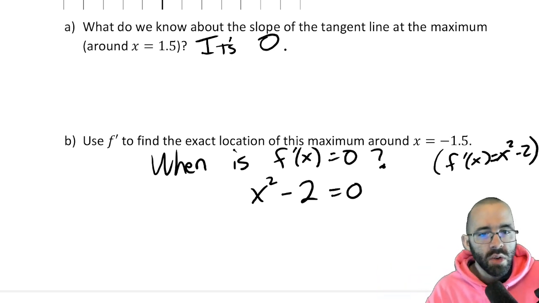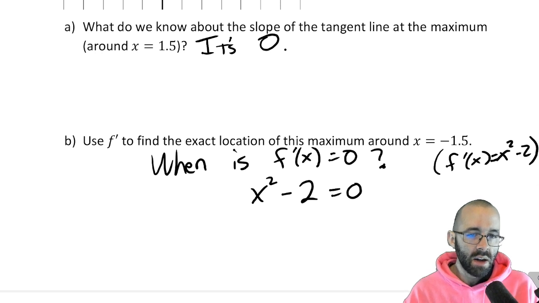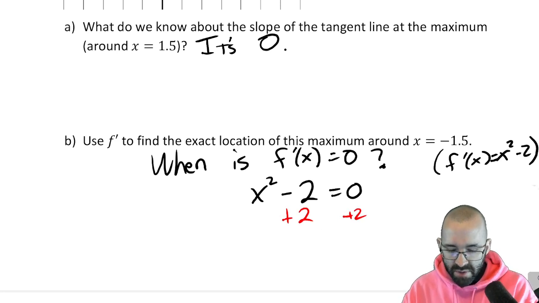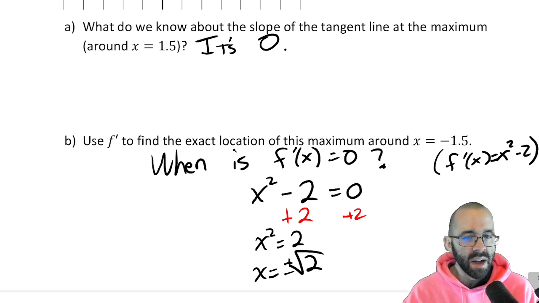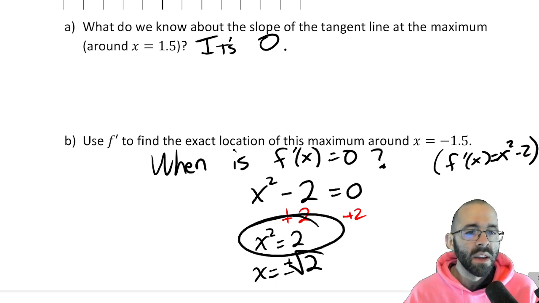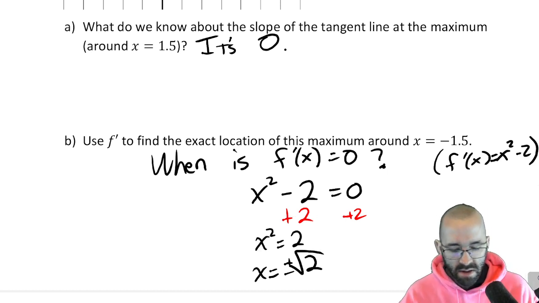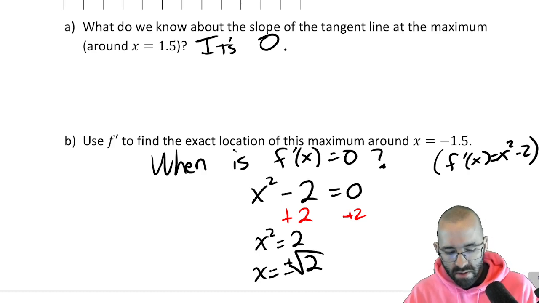Now we just solve this equation normally. We could use the quadratic formula, or we could use the square root principle, whatever you want to call it. Let's add 2 to both sides. We'll get when x squared equals +2. Take the square root of both sides. And remember, whenever you take the square root of both sides, you do need a plus or minus. There's two answers that work here, because when you square a negative number, it becomes positive. So we have two possible places where the slope is 0.